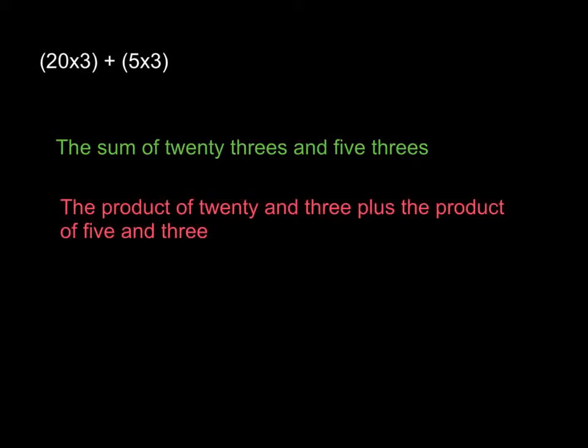Two possible solutions are the sum of 2 threes and 5 threes, or you could say the product of 20 and 3 plus the product of 5 and 3. Realize that, yes, I am saying plus here, but it is to link this first product and this second product. You want to be careful not to say 20 times 3 plus 5 times 3 because it is not clear what you're trying to say.